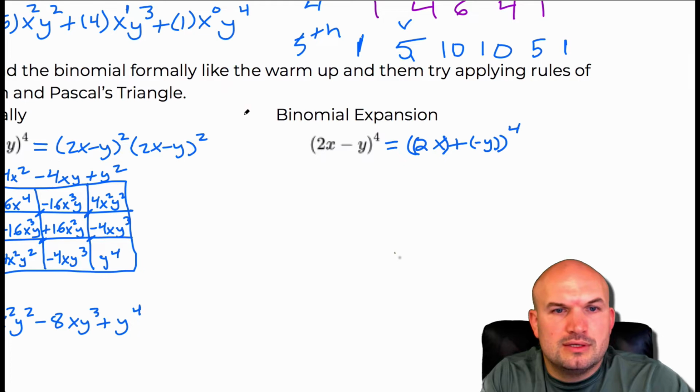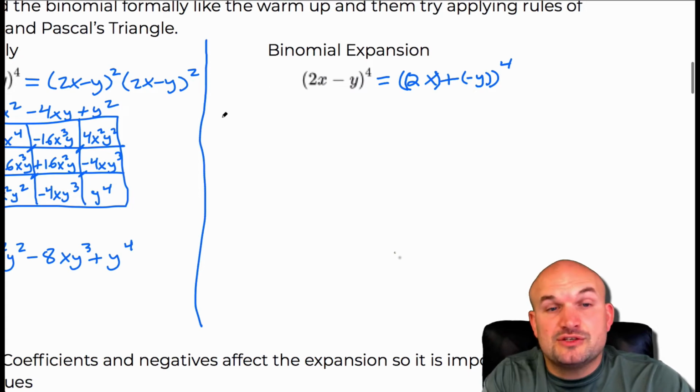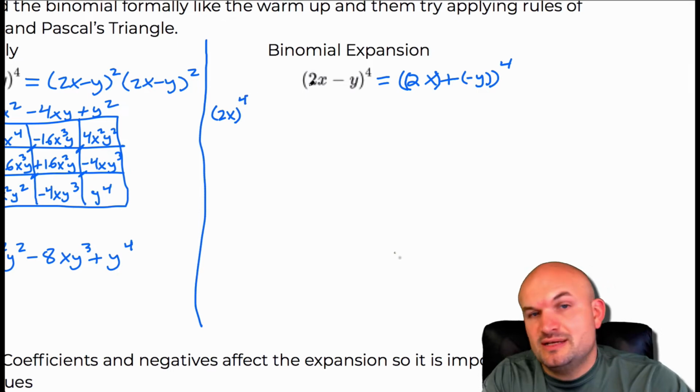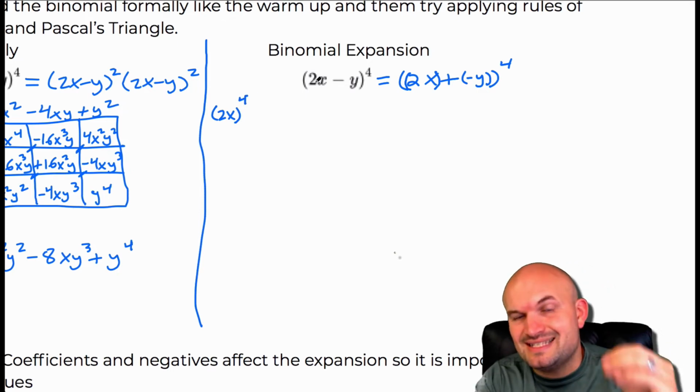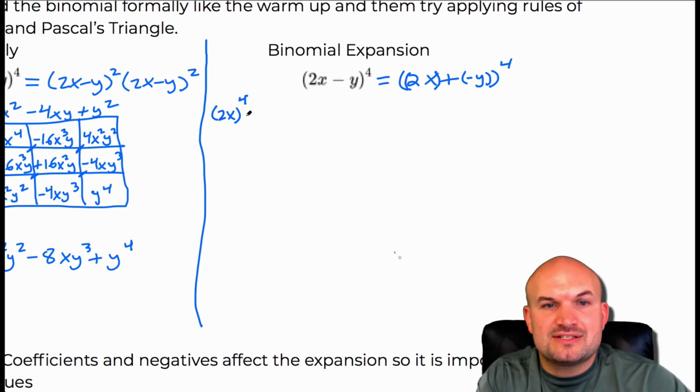So I'm going to write this, just draw a nice little line here so I don't get them mixed up. All right, so the first term is going to be 2x raised to the 4th power. Right? So I can take my first term raised to the 4th power. And again, it's not x to the 4th, it's 2x to the 4th. And then that's going to be a negative y to the 0.